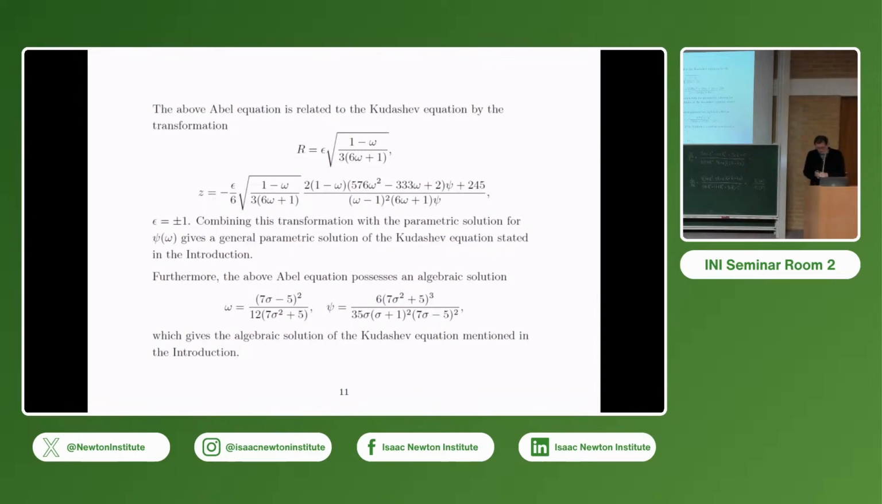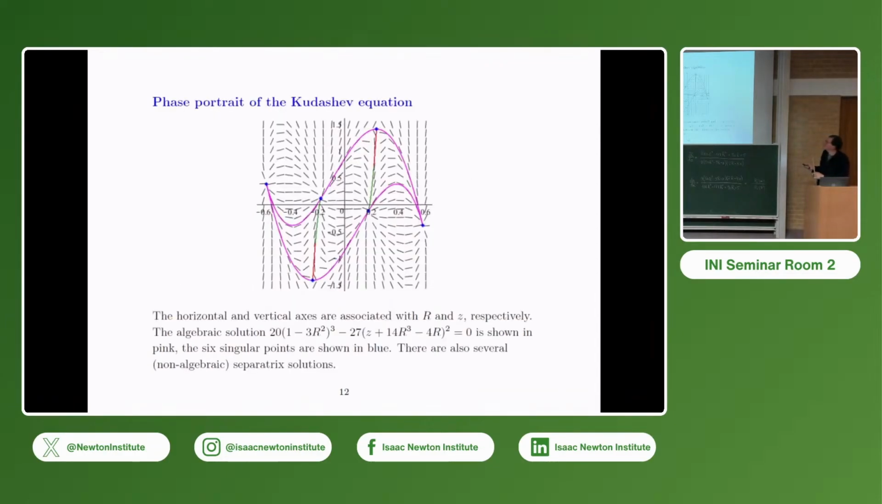Okay, now the phase portrait of the Kudashev equation. So here, this axis is R, and this axis is Z. So R of Z. And what these arrows show here is the slope, dR by dZ. So this purple curve is precisely the algebraic solution of this equation, right?